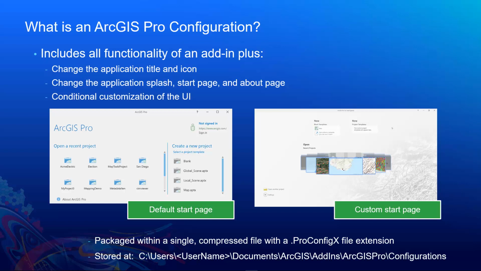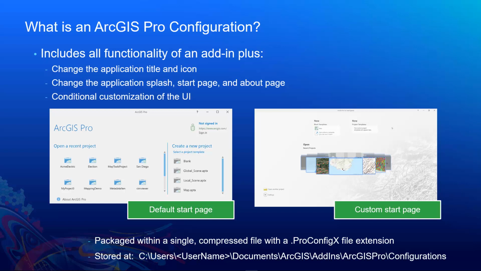A couple screenshots here. Here's the default start page with Pro. And then on the right is a custom start page. And this is an earlier version of the ArcGIS Pro for Intelligence configuration, or as it's known now, ArcGIS Pro Intelligence, with its project selection carousel on the start page.